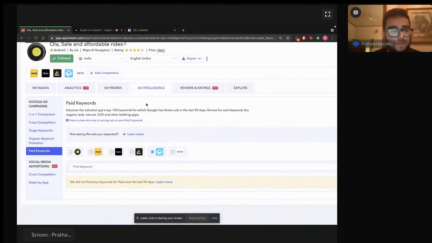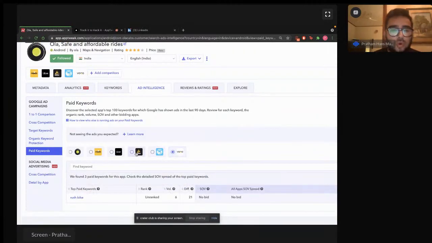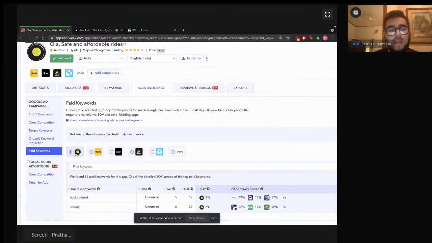I don't know if Yulu has done any form, nothing's done for Yulu. Wogo has basically won over 3 keywords, but one keyword that they won a bid on is rush bike, but their share of voice is on a negligible scale. That's really important to understand. And when I'm doing my ASO, this might not affect my keywords, but this impacts my overall app downloads.